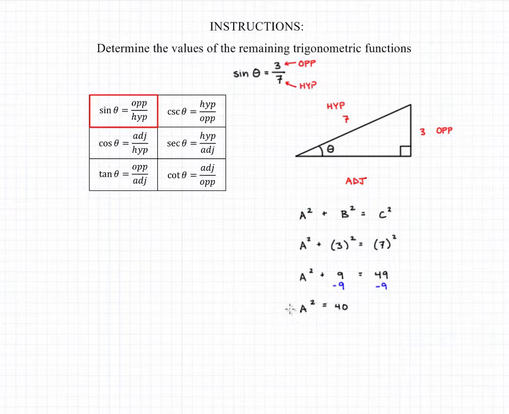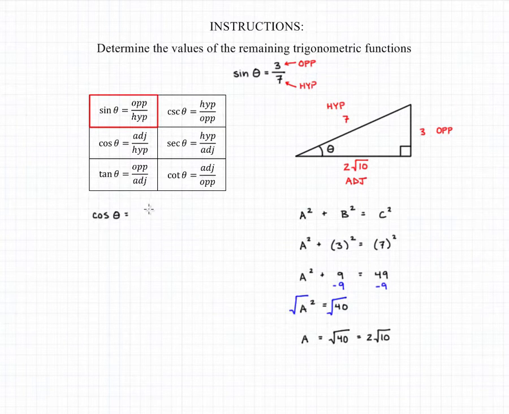If we take the square root of both sides, we'll have a being equal to the square root of 40. We know it has to be the positive version, and that will simplify to 2 root 10. So now we know that our adjacent side has a length of 2 times the square root of 10, and we can figure out all of our remaining trig functions.